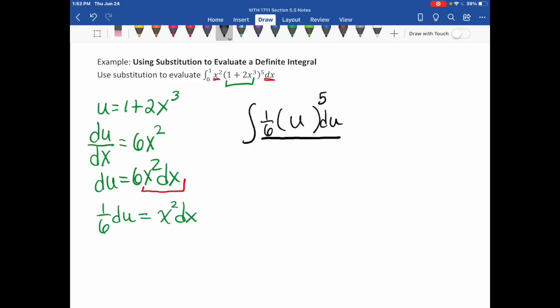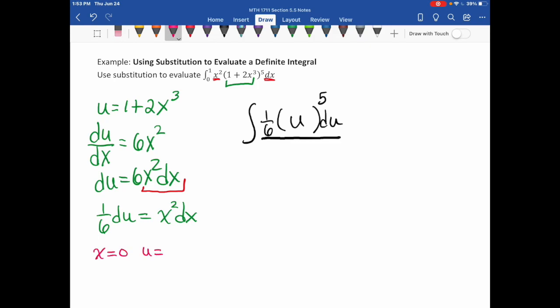However, now we have to take into consideration our upper and lower limits. 0 and 1 were written to be plugged into x, so those are in terms of x. So we need to find out what those limits are in terms of u.